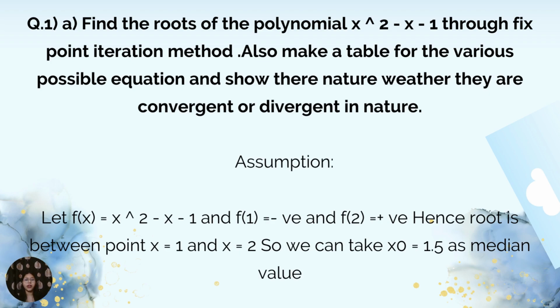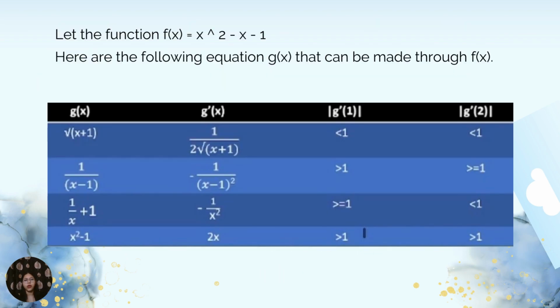of 1 will give a negative value and function f of 2 will give a positive value. Hence the root is between x equal to 1 and x equal to 2. So we can take x0 is equal to 1.5 as the median value. Let the function f of x equal x square minus x minus 1.